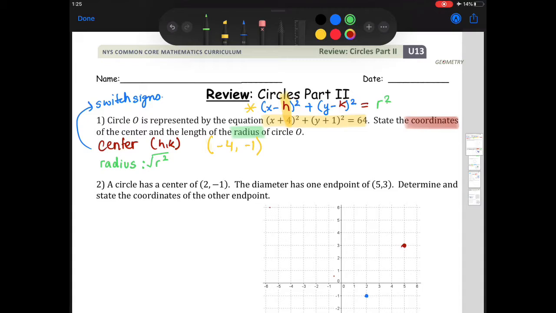Now let's talk about our radius. Our r square here is this 64. So what's the square root of 64? So r is the square root of 64, which is 8.